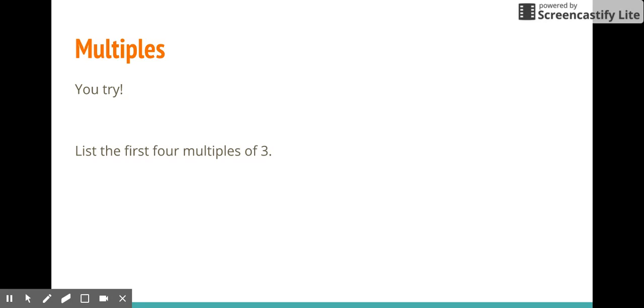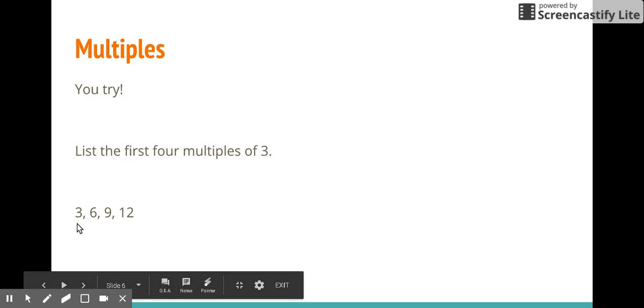All right, if you're listing the first 4 multiples of 3, that means that you're skip counting by 3 4 times. That's the same thing as thinking of 3 times 1, 3 times 2, 3 times 3, and 3 times 4. So that means that the first 4 multiples of 3 must be 3, 6, 9, and 12.